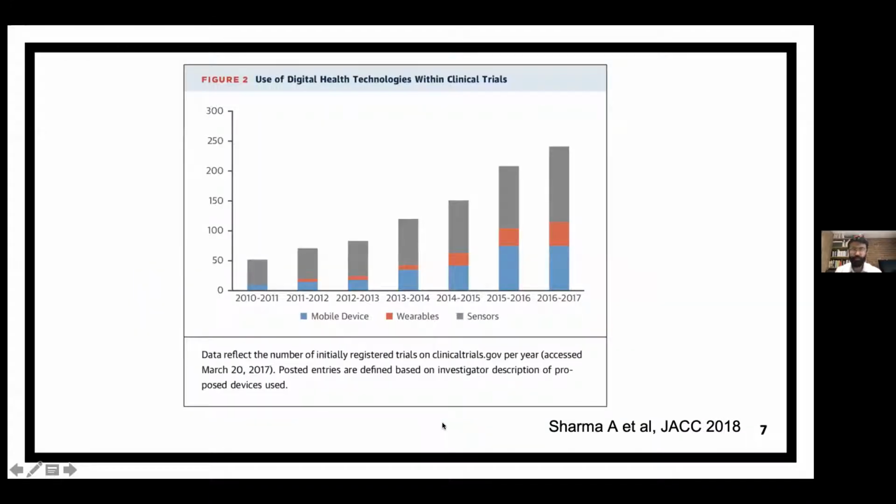So when we looked at the use of digital health technologies within clinical trials, this is a couple of years older at this point in time. It's an analysis that we had done. And when we see even just a decade ago, a really small number of studies looking at mobile devices or wearables and sensors, and it's exponentially increased over time. And now when we have looked at repeated updates on this, the numbers are even higher in terms of the studies that are using digital health technologies within clinical trials.